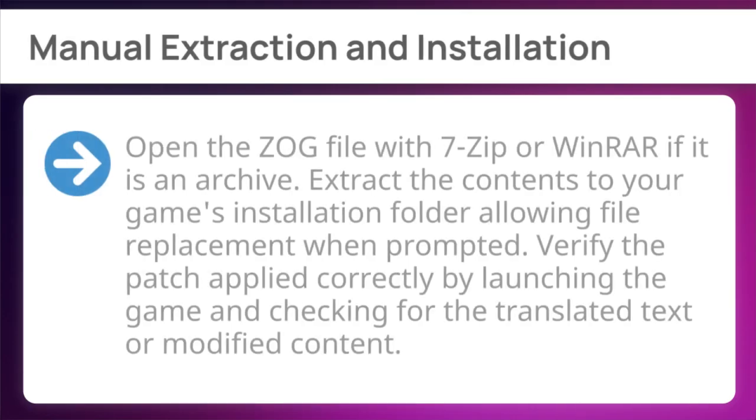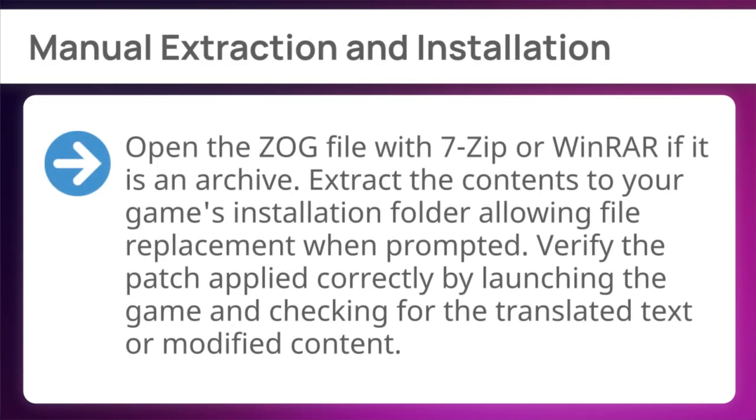Finally, manual extraction and installation. Open the ZOG file with 7-zip or WinRAR if it is an archive. Extract the contents to your game's installation folder, allowing file replacement when prompted. Verify the patch applied correctly by launching the game and checking for the translated text or modified content.